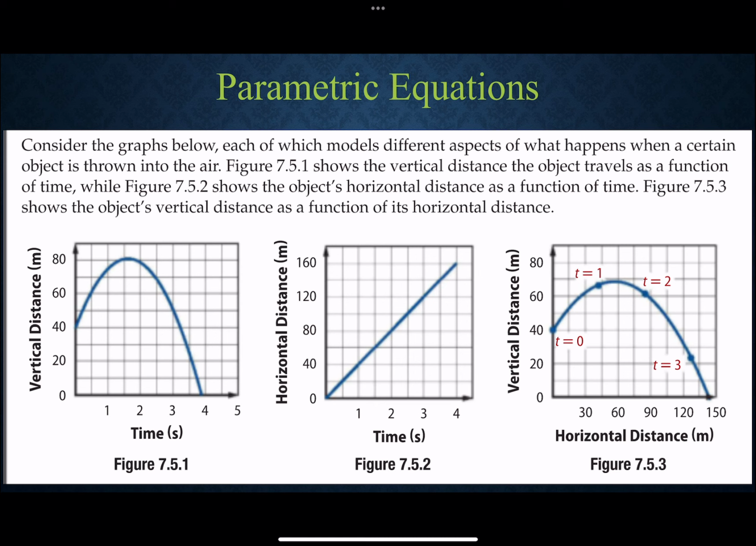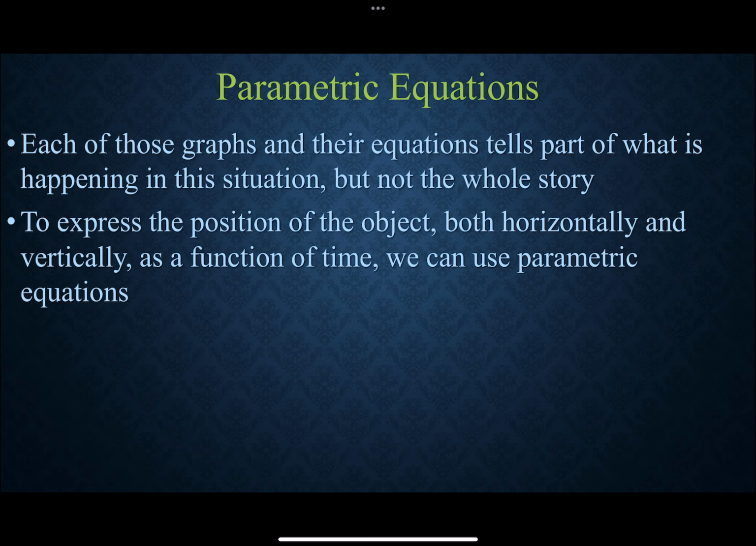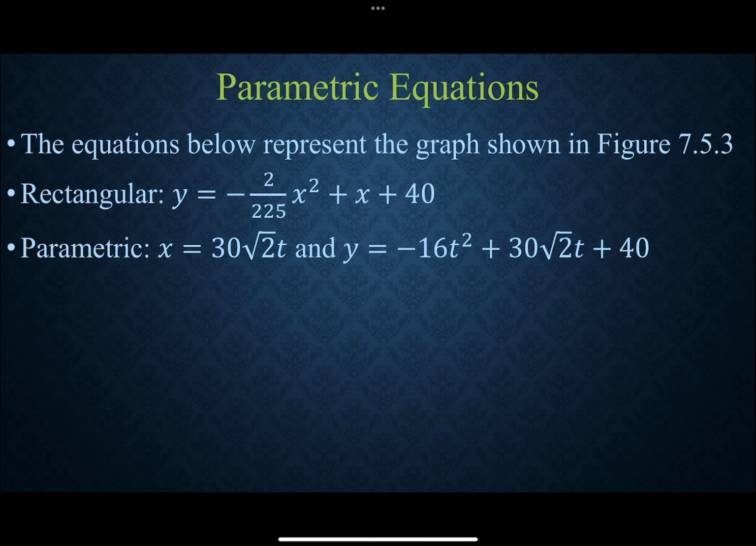And that's what these three different graphs are showing us. First graph is vertical versus time, then horizontal versus time, and then our vertical versus horizontal. And they're all just, again, telling us a piece of the story, not the whole story necessarily. So parametric equations are one way to help show what this whole story really is. In this particular example, we're comparing position horizontally and vertically with respect to time. So from those graphs right there, you're creating these equations.